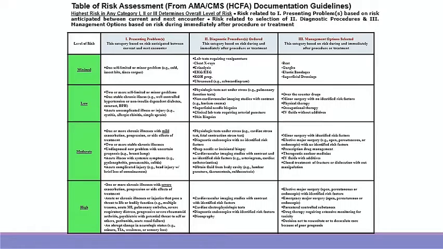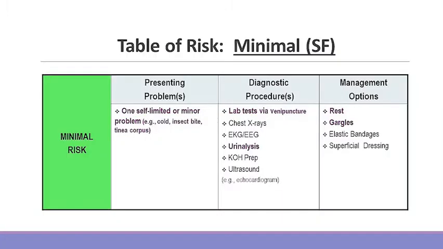I know this slide is a bit difficult to read, so let's look at each level of risk individually to see what CMS and the AMA have assigned to these levels. Minimal risk is sometimes referred to as straightforward. The options in bold purple text are options that I think may be pertinent to the problems, tests, or management options that pharmacists would utilize the most. However, just because I have not highlighted an option in purple does not mean that a pharmacist would not be able to receive credit for it.